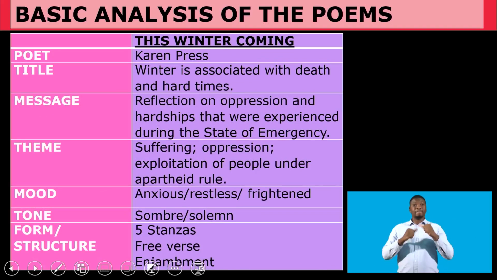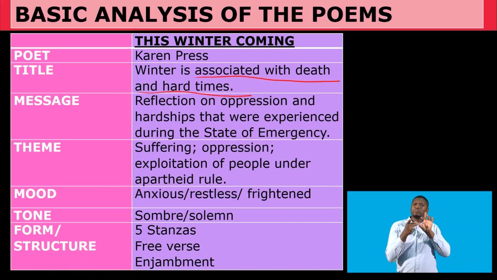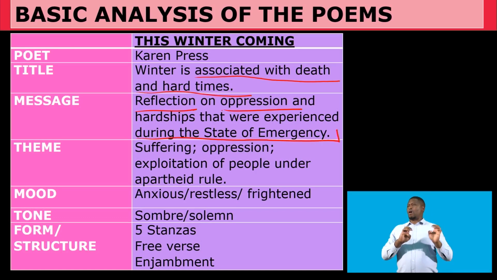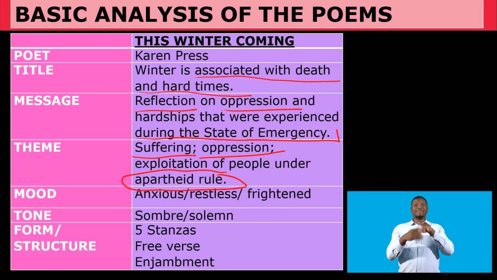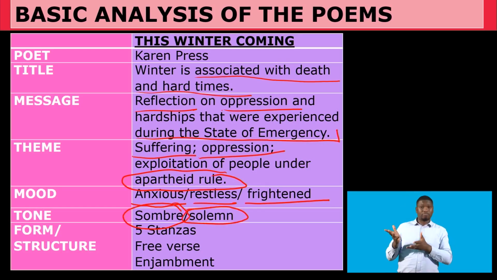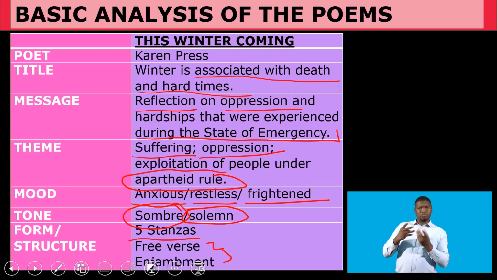This Winter Coming by Karen Press. The title refers to winter, which is associated with death and difficult times. The message is a reflection on oppression and the hardships that were experienced during the state of emergency. The theme is one of suffering and oppression. It's all about the apartheid rule and the effects thereof. The mood is anxious, restless, and extremely frightened. The tone is quite somber, which means sad and depressed and solemn. The form is 5 stanzas which use free verse and enjambment. Enjambment refers to run-on lines.